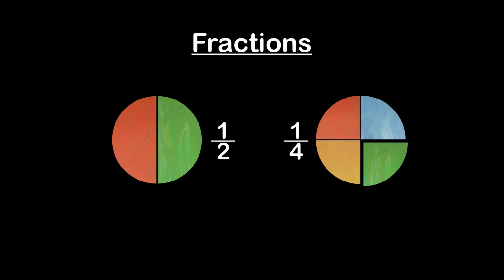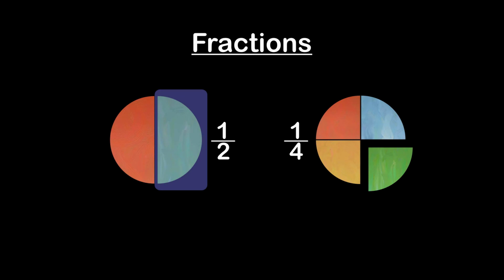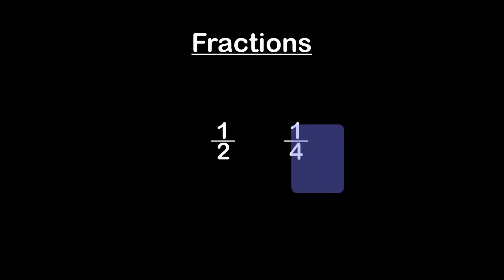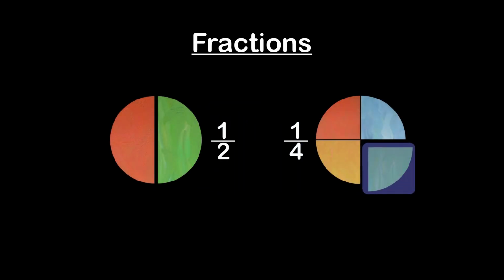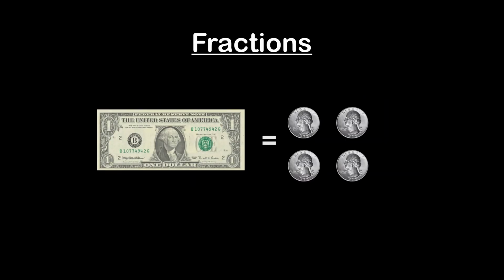And you may be asking yourself how, when 4 is larger than 2. But if you look at the pieces, you'll see half is bigger than 1/4. And just to show you another example, let's bring back our dollar and 4 quarters just to show you that 1/4, which is 1 quarter, is smaller than 1/2, which is 2 quarters.